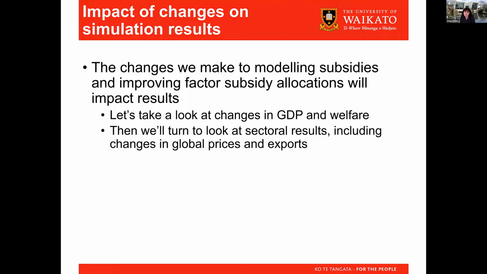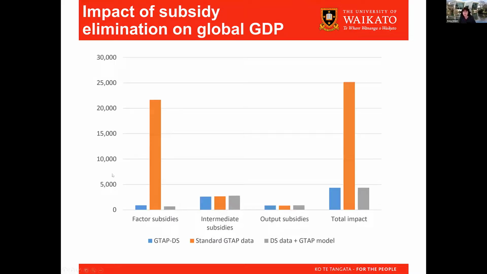So let's have a look at these three scenarios and see what happens to results. We'll take a quick look at GDP and welfare, and then we'll turn to sectoral results, including global prices and exports. I guess these are still exploratory results at the moment. They're very fresh and they will change a little bit once we move to the final version of the GTAP database. But hopefully it will give you a feel for what's happening.